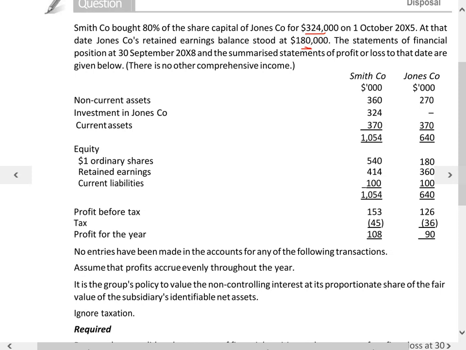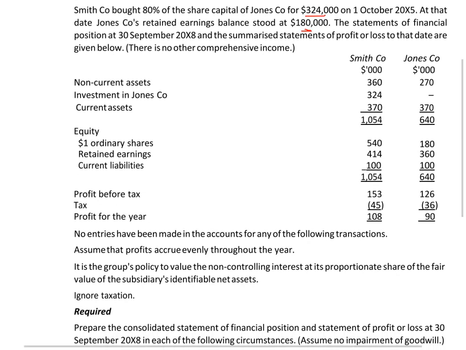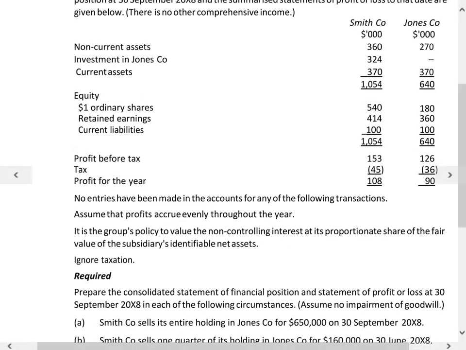Yeah, we know we can find goodwill with this info, right? Is it important to calculate goodwill? Yes, whether for acquisition or for disposal, we need goodwill. No entries have been made in accounts for any of the transaction and assume profit accrues evenly. Proportionate shares of fair value of subsidiary. So this is method two.